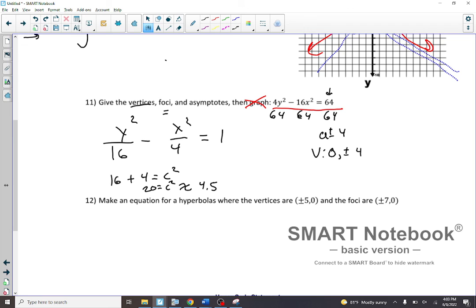So this is the vertices. The foci would be 0, plus or minus 4.5. It has to follow the leader. Since this is the leader, vertices, the foci will also affect the y. And then the asymptotes, I use a capital A, I guess. The asymptotes over here are going to be y over x. Since this is 4, it's going to be y equals 4 over 2x, which I would rewrite as y equals 2x, because 4 over 2 reduces to 2 over 1. Okay.